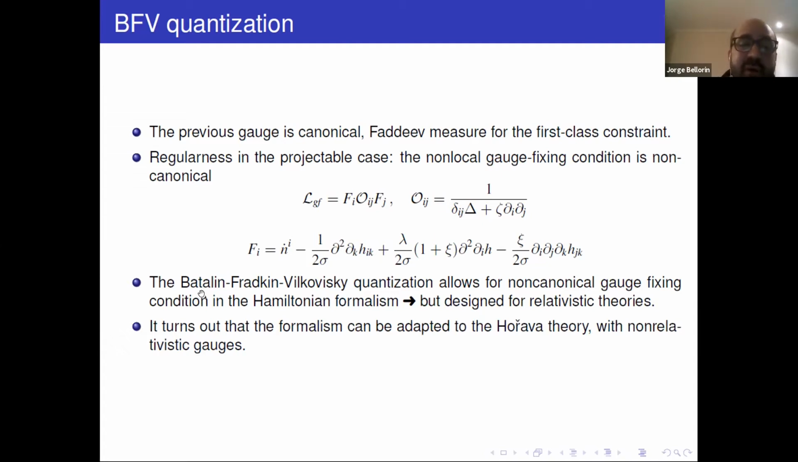The answer comes from the BFV, Batalin, Fradkin, and Vilkovisky quantization, which was precisely designed to incorporate non-canonical gauges in the Hamiltonian formalism. In principle, it was defined for relativistic theories, introducing relativistic gauges, but at the end, we can check that it can be extended or used without problems to the case of Horava theory and a non-relativistic gauge condition like this one, which is clearly a non-relativistic gauge condition.